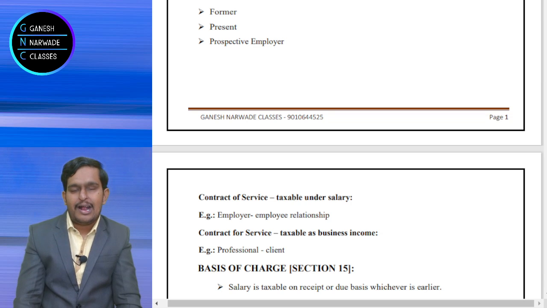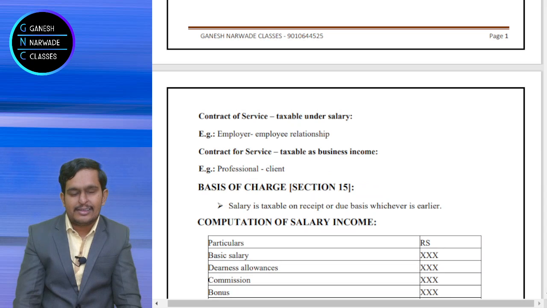Sometimes you receive advance salary. That means the next few months' salary you received in advance. So this is salary and taxed under the head salary. But sometimes the term "advances against salary" is given. Sometimes which word is given? Advances against salary. Now don't confuse this word.